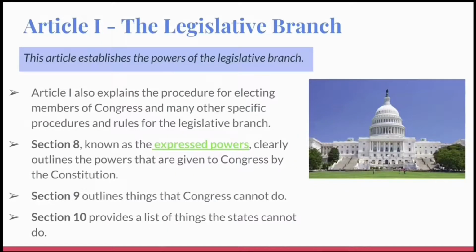Article 1 also explains the procedure for electing members of Congress and many other specific procedures and rules for the legislative branch. Some important parts include Section 8. These are the expressed powers that talk about basically the powers that Congress has. Section 9 is also important because it outlines the things that Congress cannot do. And Section 10 provides a list of things that the states cannot do.